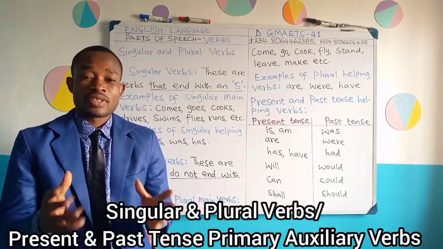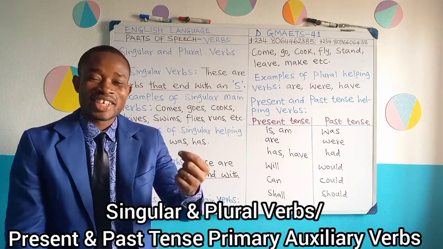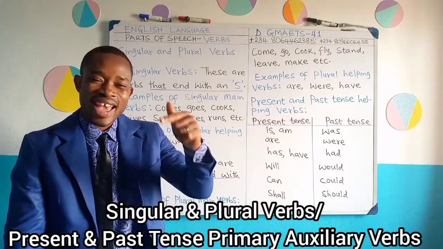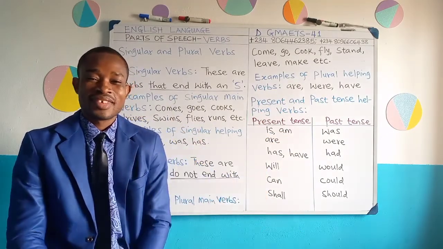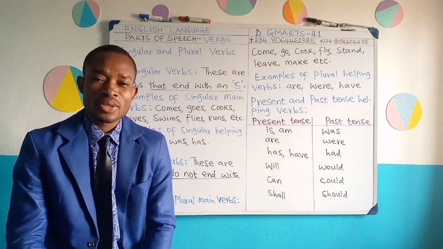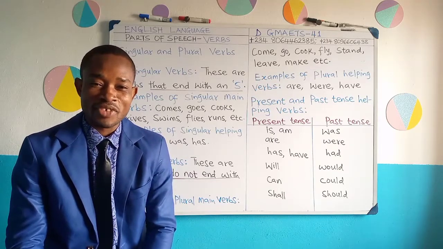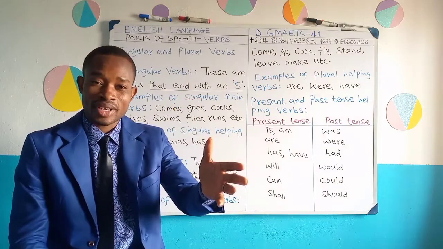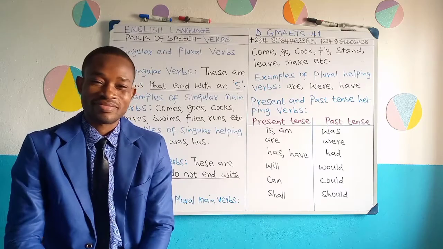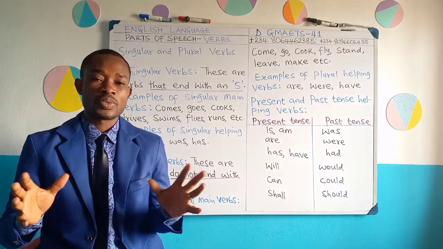Let us now talk about singular and plural verbs. We would also talk about present tense and past tense helping verbs. But first, singular and plural verbs. Now let me ask you a question. How do we identify that this verb is singular and that this is plural? So it's important for us to know what singular and plural verbs are.